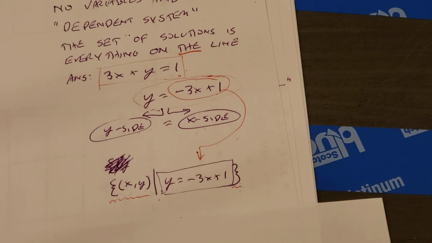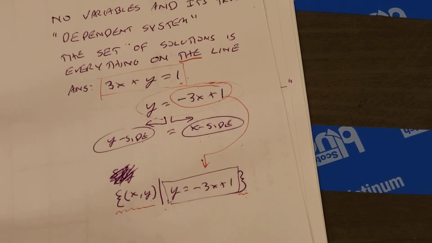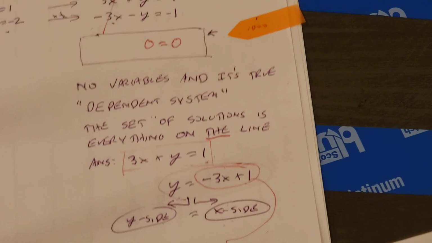All right. So the reason why we couldn't just put a number there like we did last time is the answer is not just a number. It is an entire line. There's an infinite number of solutions. That's what we have when we do a dependent system.